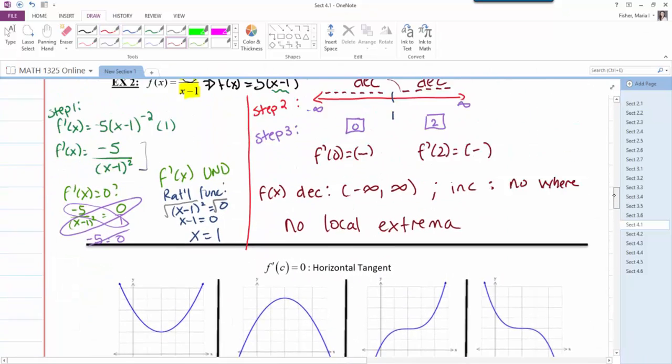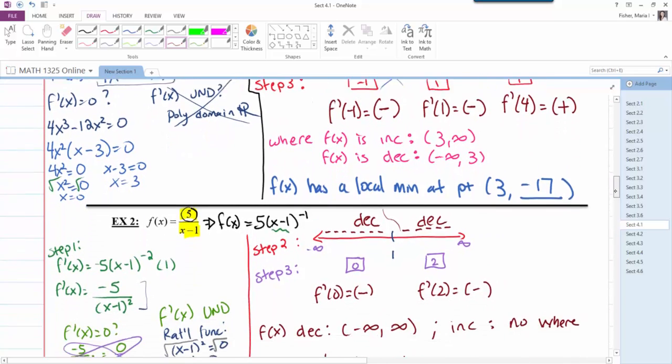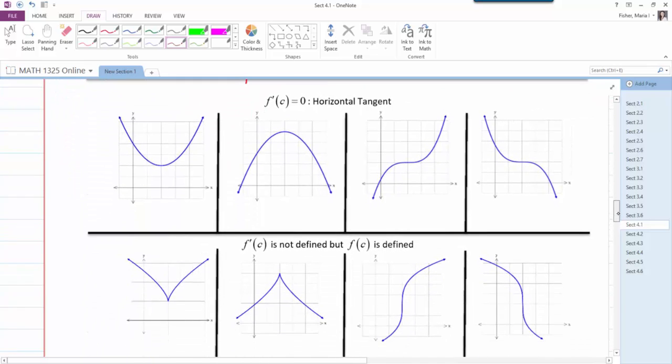So now I can give you a function, and you can figure out where this function is increasing, decreasing, and where it has local extrema. But let's talk about what's happening for some of these functions where the first derivative is equal to 0, or where the first derivative is undefined. So horizontal tangents. You have a horizontal tangent anywhere your first derivative is equal to 0. The first 4 pictures here show us having a horizontal tangent at this letter C. So here we have a horizontal tangent at C. Here, here, and here as well.